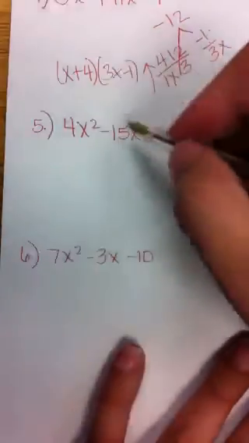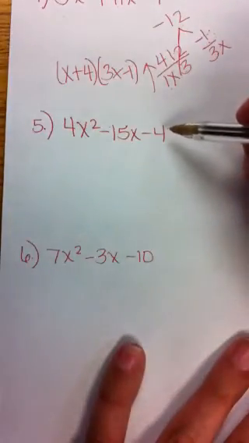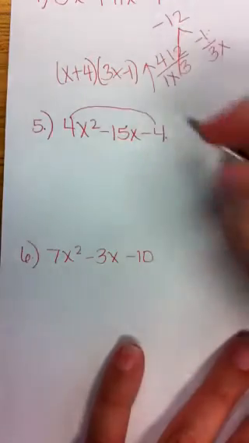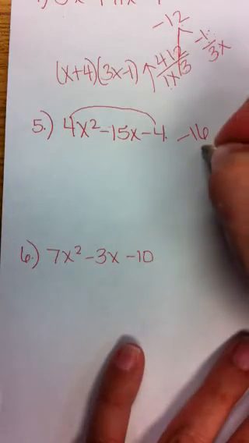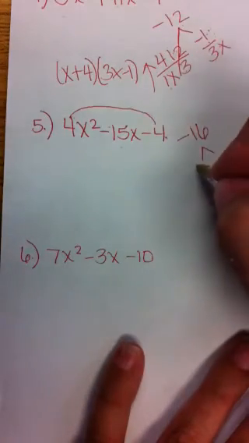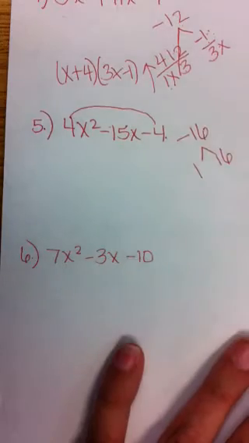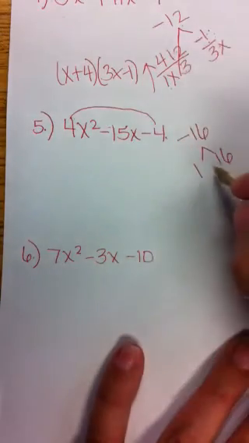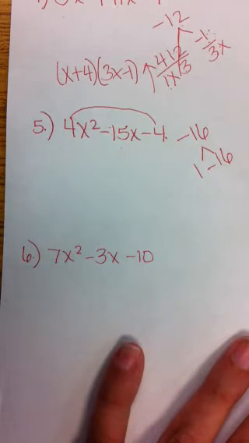Problem number 5. 4x squared minus 15x minus 4. When we multiply, 4 times 4 is negative 16. We need two numbers that multiply to negative 16 and add up to negative 15. The only way that can happen is with 1 and 16. In order to get a negative 15, though, that 16 will have to be a negative.